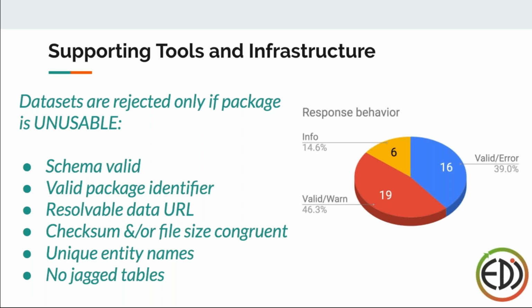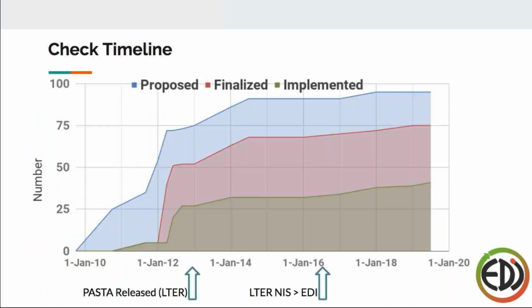And then there's a handful of checks where they simply return something informational about the data package, and those are classified just as info. They make no decision about its value. So here's the timeline of the checks we have implemented, and there's 3 categories here. The bottom bulge is what's been implemented now, and you see that's at 41 now.